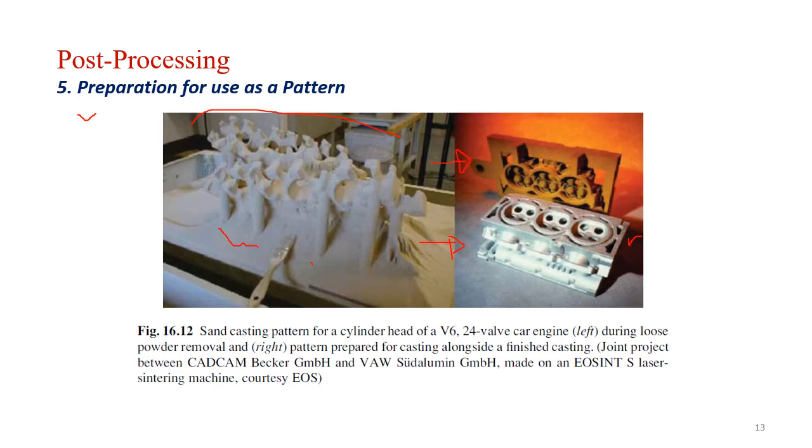So here what we can think of doing is, whichever sand or support materials are there, those can be brushed out, or with the help of a vacuum cleaner these are going to be removed, or with the help of blasting or air blasting, these can be flushed away, and then the pattern gets ready. This is what happens in the case of post processing for preparation for use as a pattern.